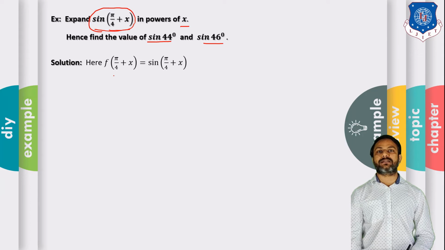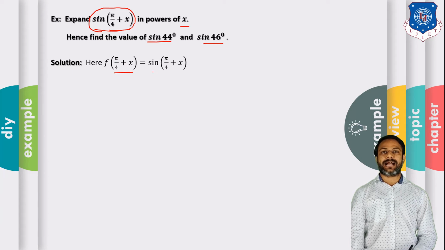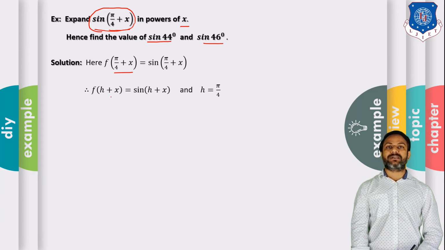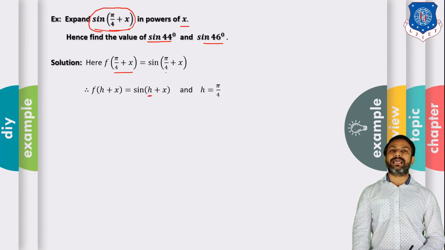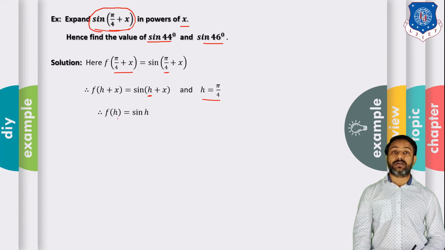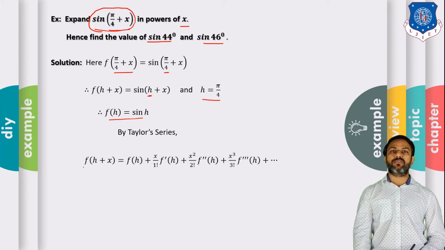Here f of x plus pi by 4, that means f of pi by 4 plus x, we can say either of these. So here f of pi by 4 plus x is equal to sine pi by 4 plus x. So therefore f of h plus x is equal to sine h plus x. So h becomes pi by 4. So we have f of h is equal to sine h, because we want to expand in power of x, so we will take function f of h.